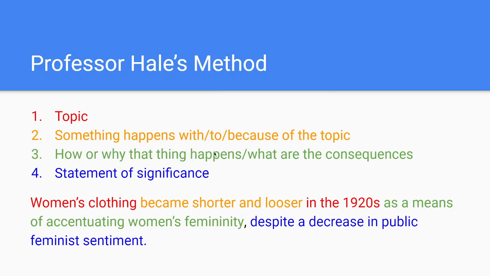In a thesis statement, I make sure to state my topic, and then I make sure to say something that happens with the topic, something happens to the topic, something happens because of the topic. So a thesis needs to have an action. It needs to be focusing on something that has happened or is happening. And then from there, I try to add in something about how or why that thing happened, or what are the consequences of that. So we have a topic, something's going on with that topic, and then what's the result of that? And then the final step is to state the significance.